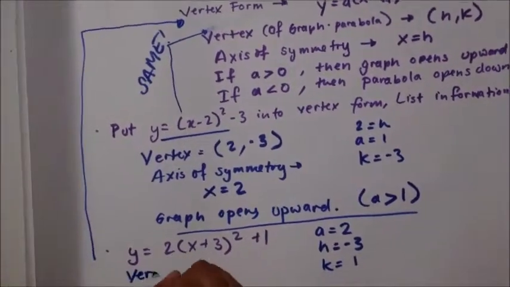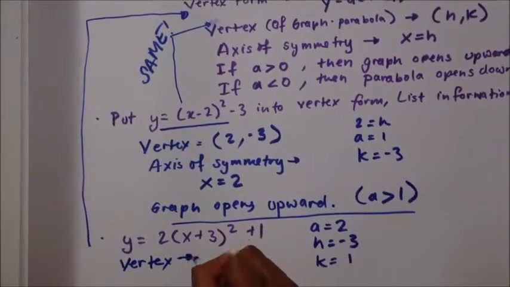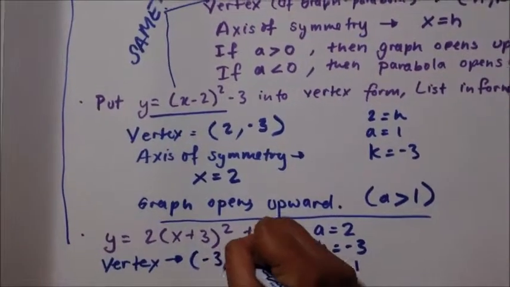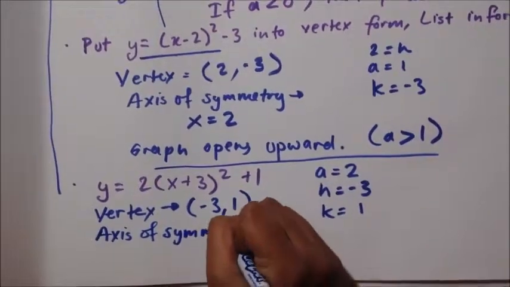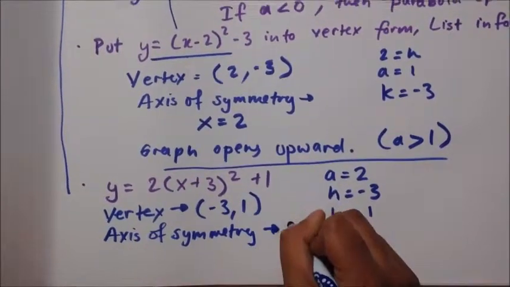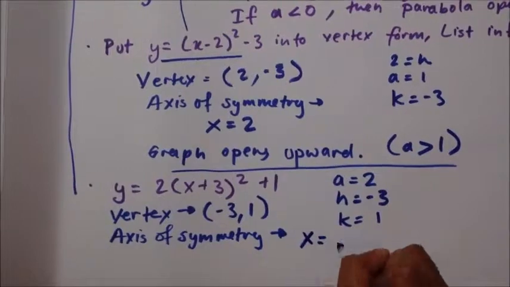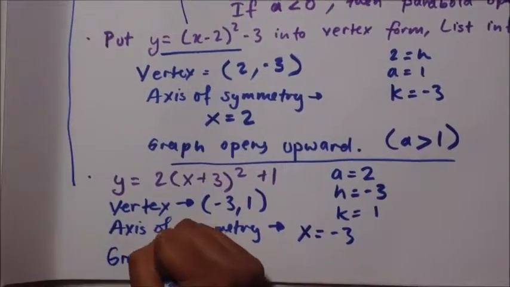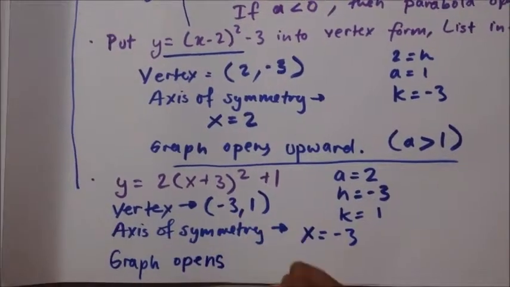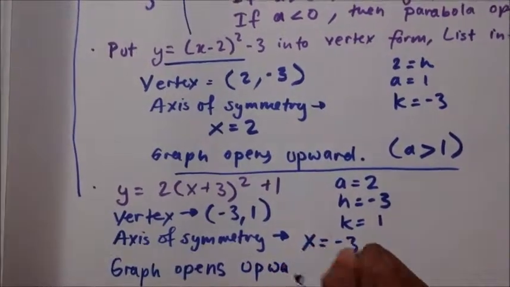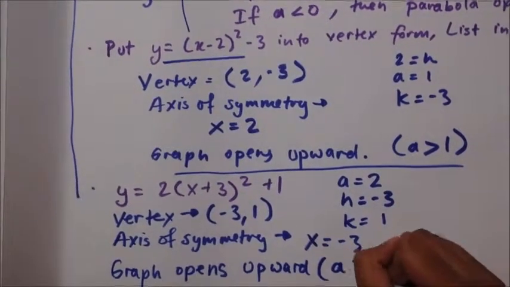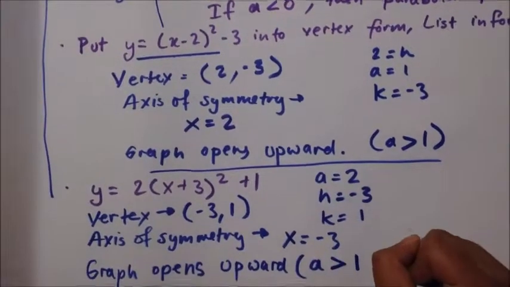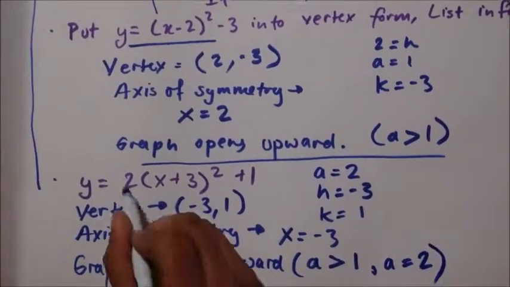So our vertex will be (h, k), so that is (negative 3, 1). Our axis of symmetry is x equals h, so that would be x equals negative 3. And our graph opens upward because 2 is greater than 0. Again, I wrote x is greater than 1. It should be a is greater than 0 because a is 2.